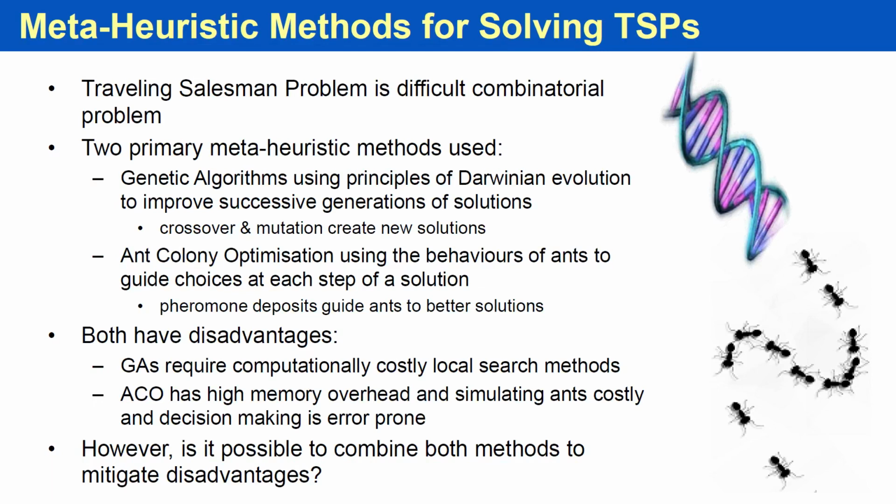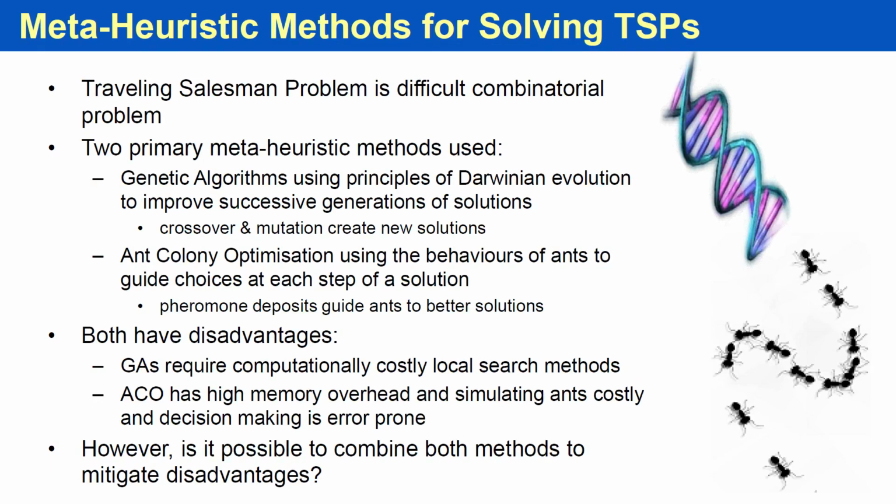But both these approaches have disadvantages. GAs require computationally costly local search methods in order to have any success at large problems, whereas ACO has a high memory overhead through a pheromone matrix, and also simulating ants making lots and lots of decisions is computationally costly, and with that level of decision making can also be quite error prone. However, is it possible to combine both these methods to mitigate their respective disadvantages?